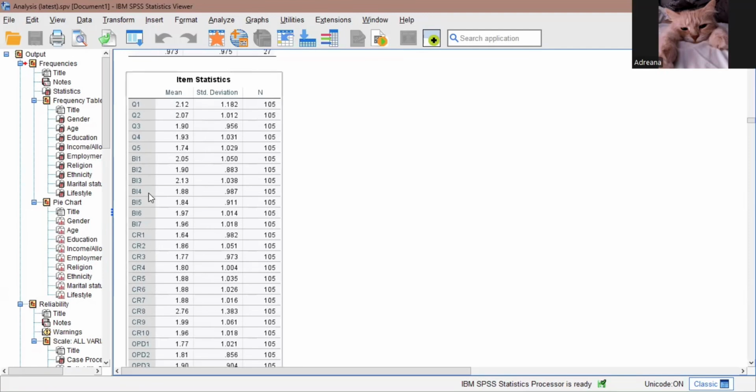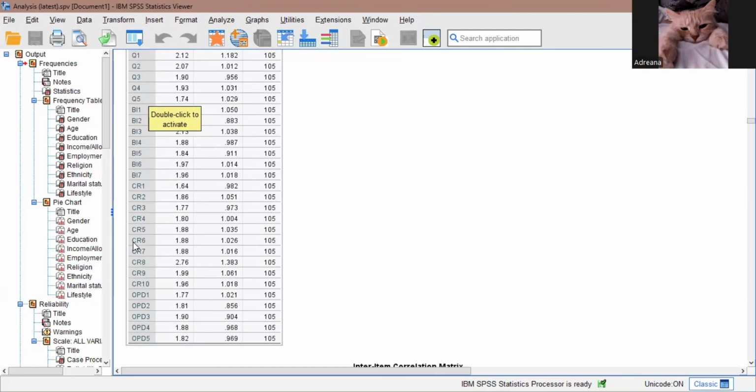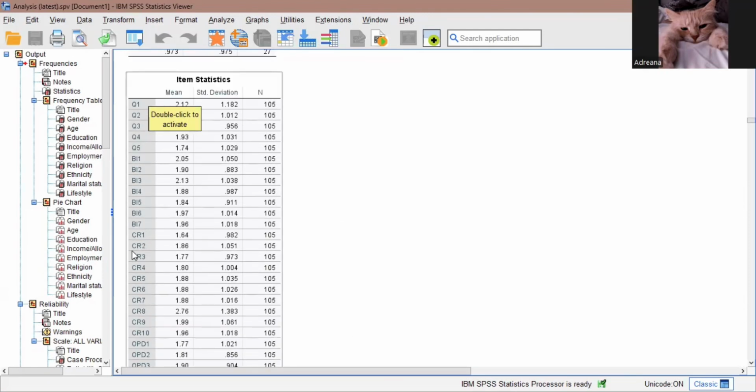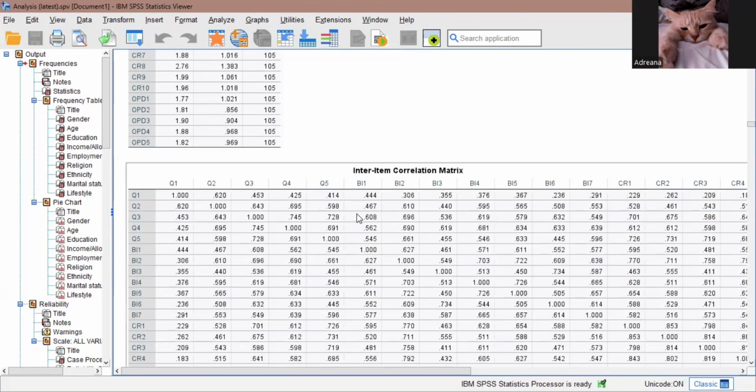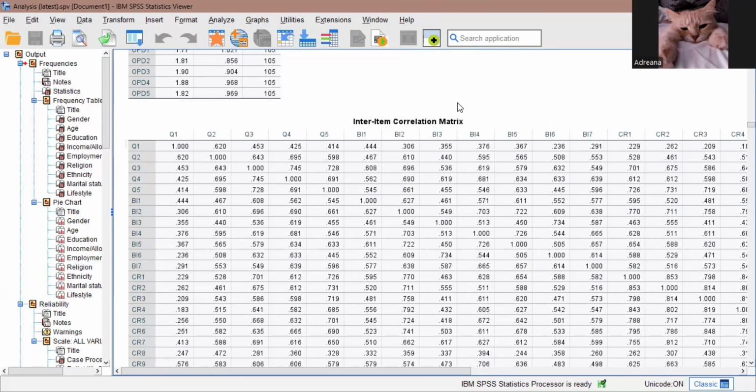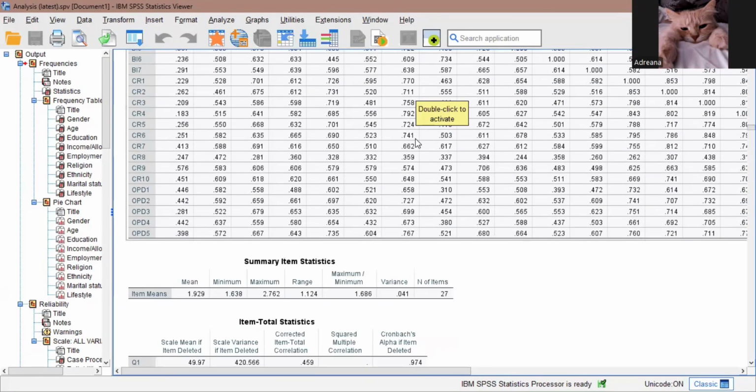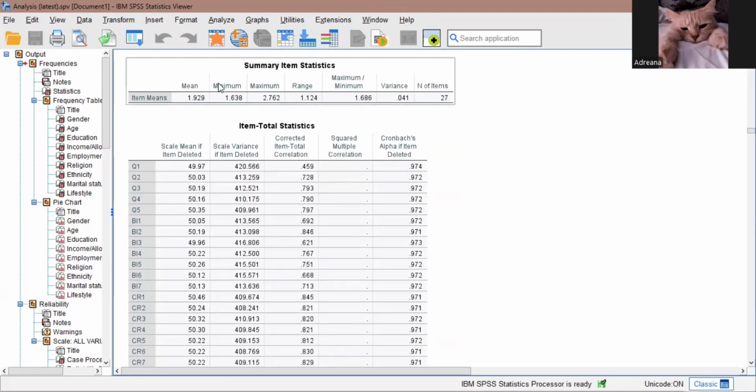Under the reliability test, we also have the item statistics, which has all the variables that we use. And then next we have the inter-item correlation matrix. And then we also have the summary item statistics, where it states the mean, median, variance, and others.